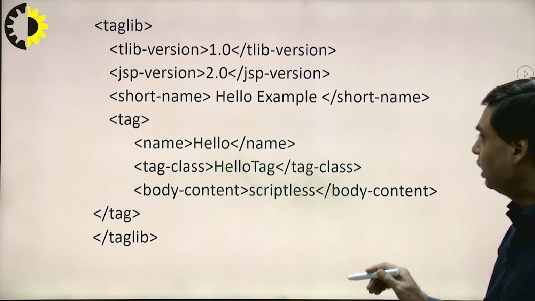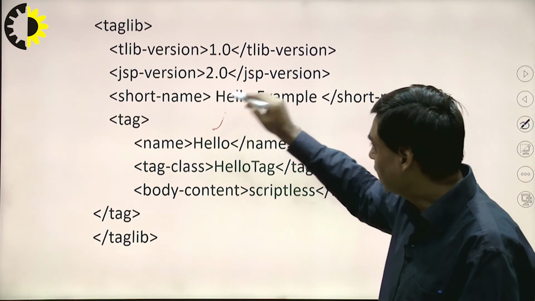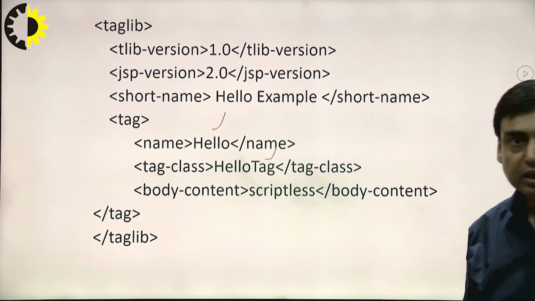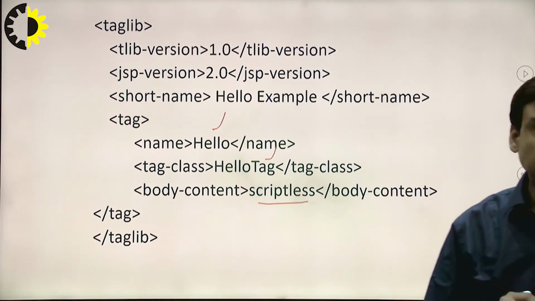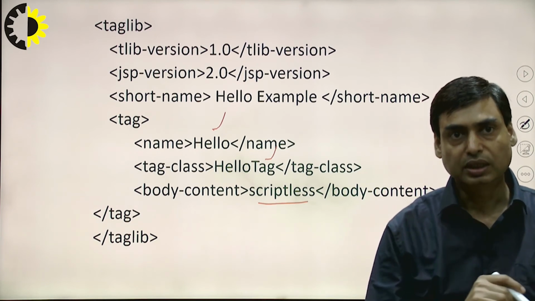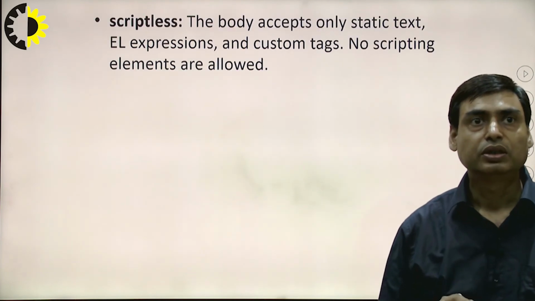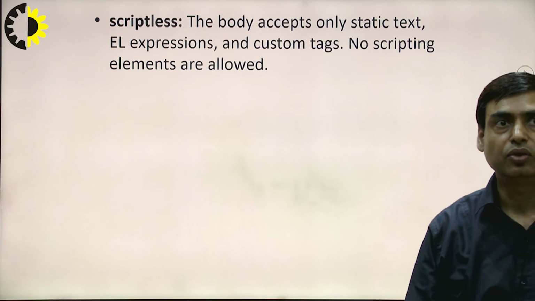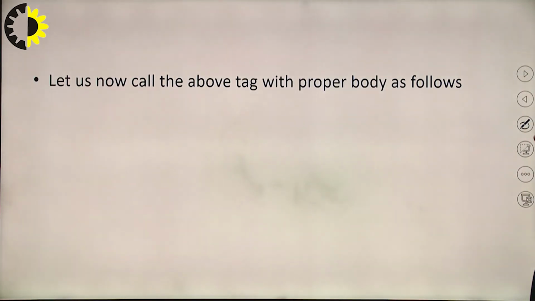In the TLD file, we have the tag library, we have defined the name of the tag, hello, and the name of the tag handler is HelloTag, and the body-content should be scriptless. Earlier we had written empty. This time the hello tag has some body content, so we have written scriptless. The scriptless body accepts only static text, EL expressions and custom tags. No scripting elements are allowed.